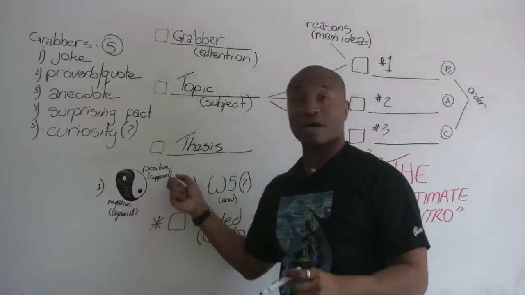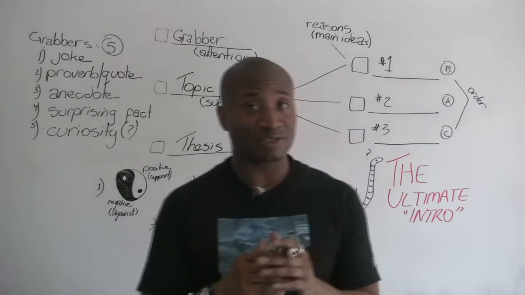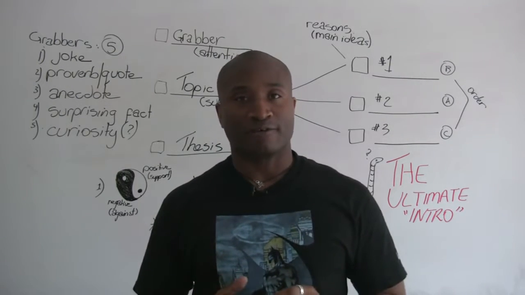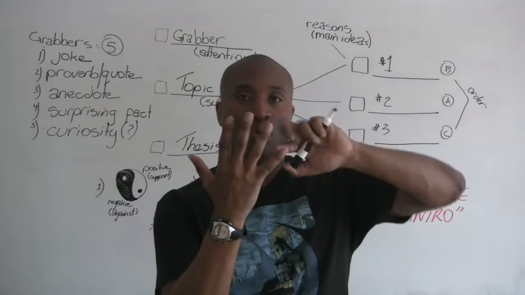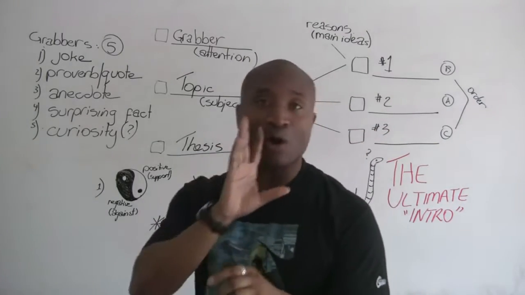Positive or negative? Do I support it? Am I against it? Once you figure that out, it's not that hard to write a thesis. Because the next stage we're going to go to is W5. W5 is who, what, where, when, why, and how.